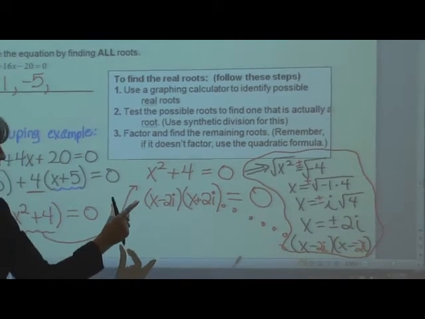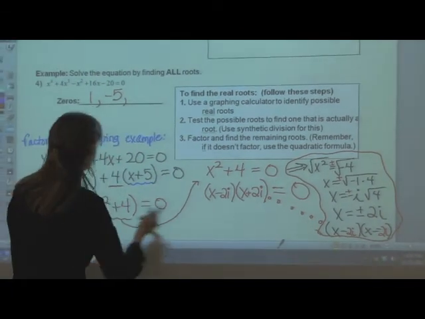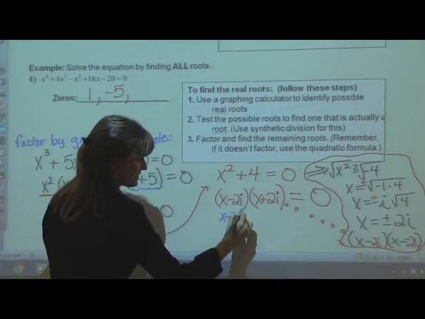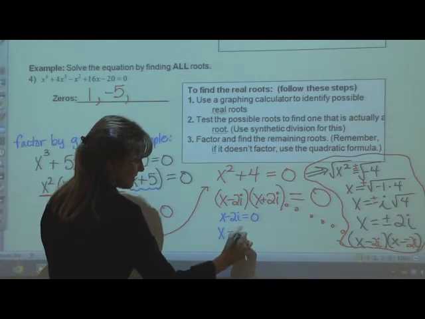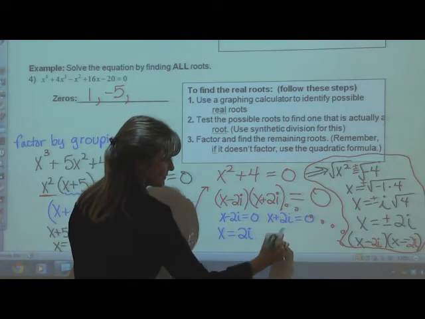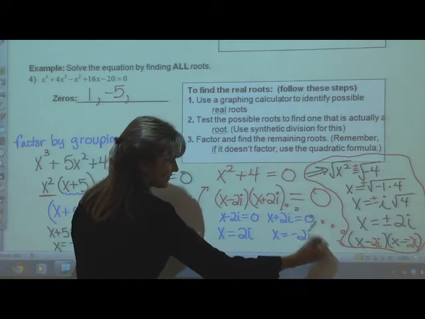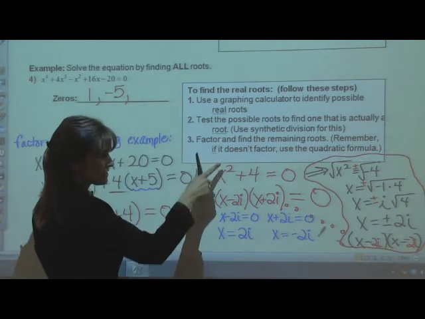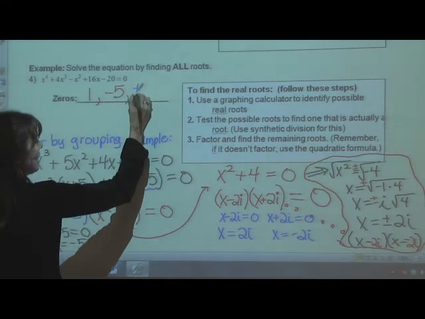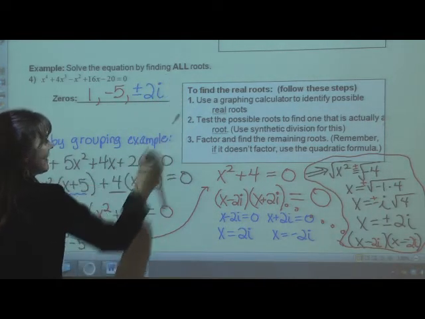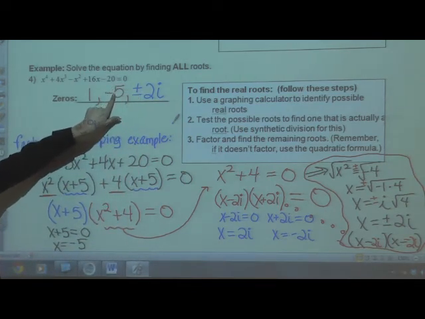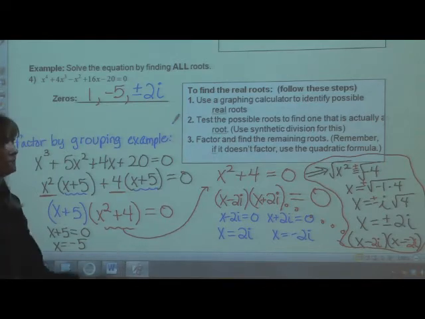All right, so how do I get answers? I actually already gave you the answers, but in this capacity, I would take x minus 2i, set it equal to 0. So x is a positive 2i. x plus 2i, set it equal to 0, and x equals a negative 2i. The last two missing zeros that were locked up inside of that x squared equation are a positive 2i and a negative 2i. Do I have 4 roots? Yes, I do. 1, 2, 3, 4, and I'm done.